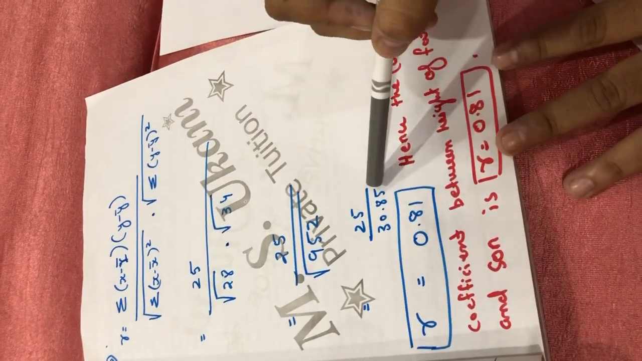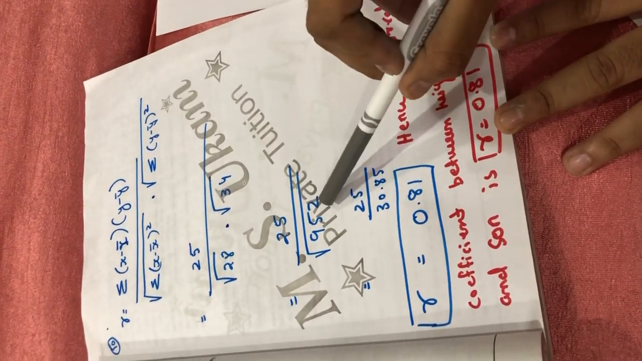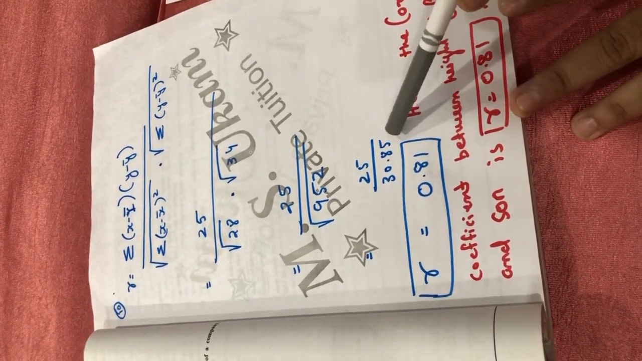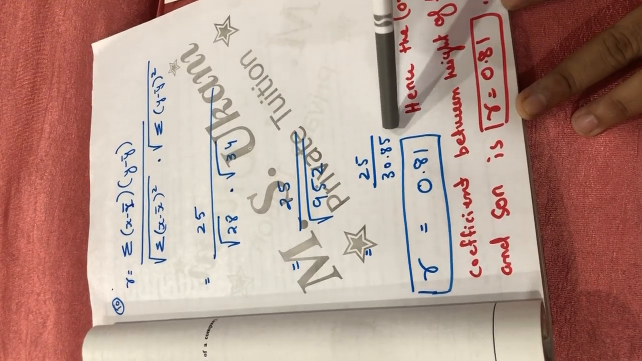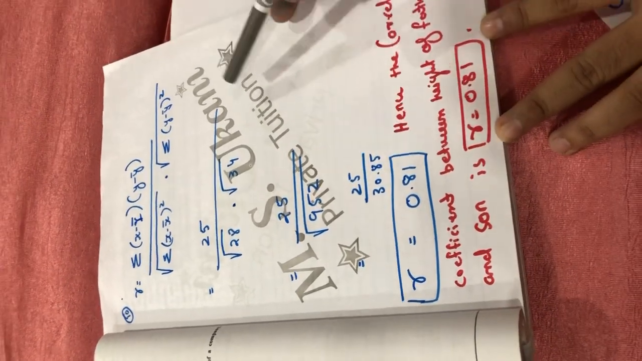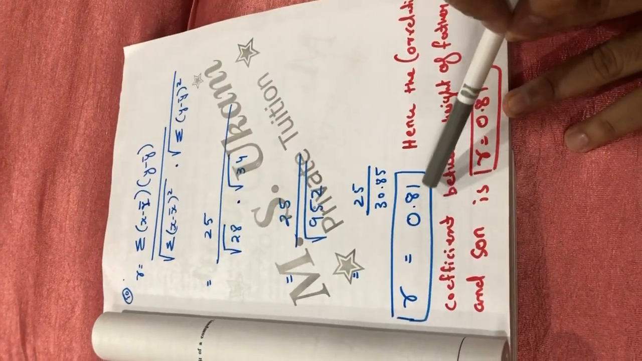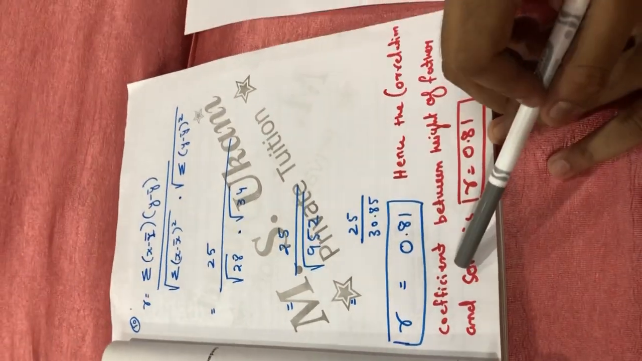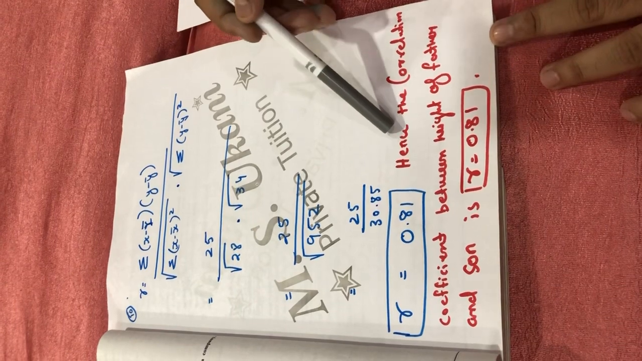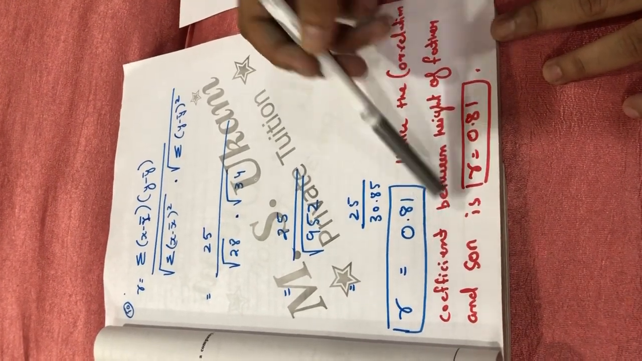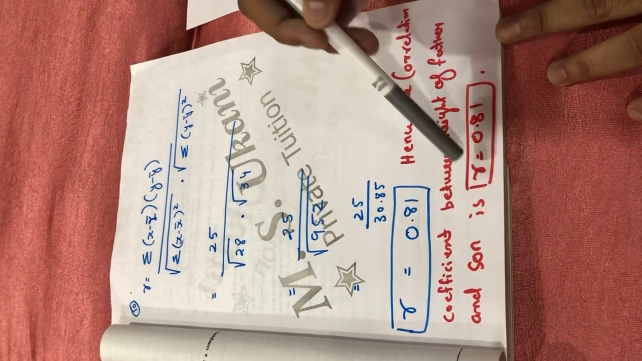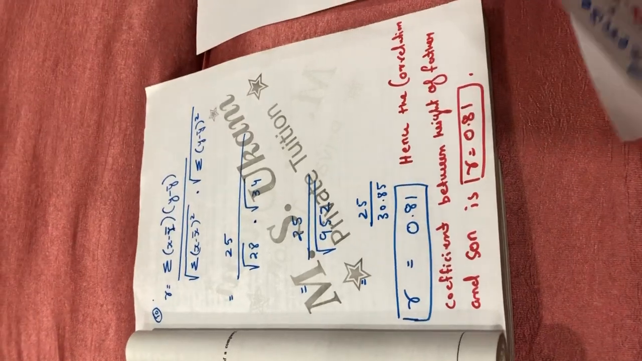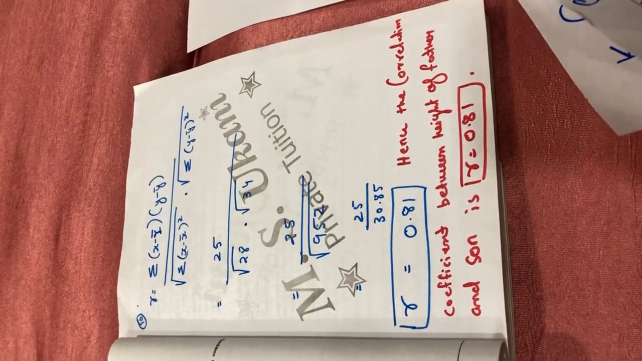After this, in the last step we have to take out the square root of 952 on the calculator. So you will get 30.85, and after taking out the under root we will divide both numbers. So you will get r equals 0.81. Okay, r is the symbol of the correlation coefficient and we have to write the answer like this. Hence the correlation coefficient between the height of father and son is r equals 0.81. So in this way we have calculated sum number 1 from exercise 2.2.